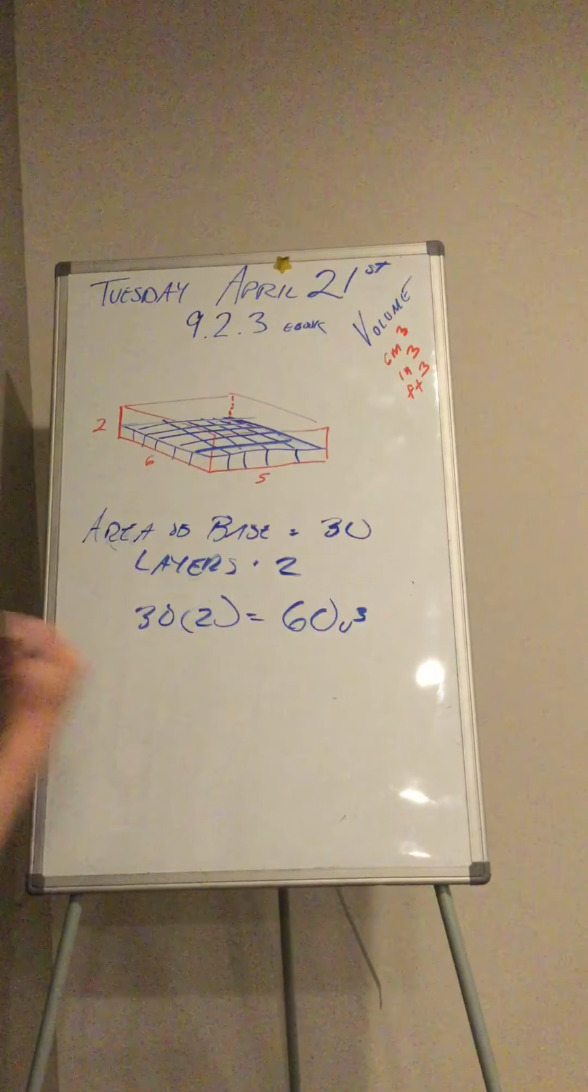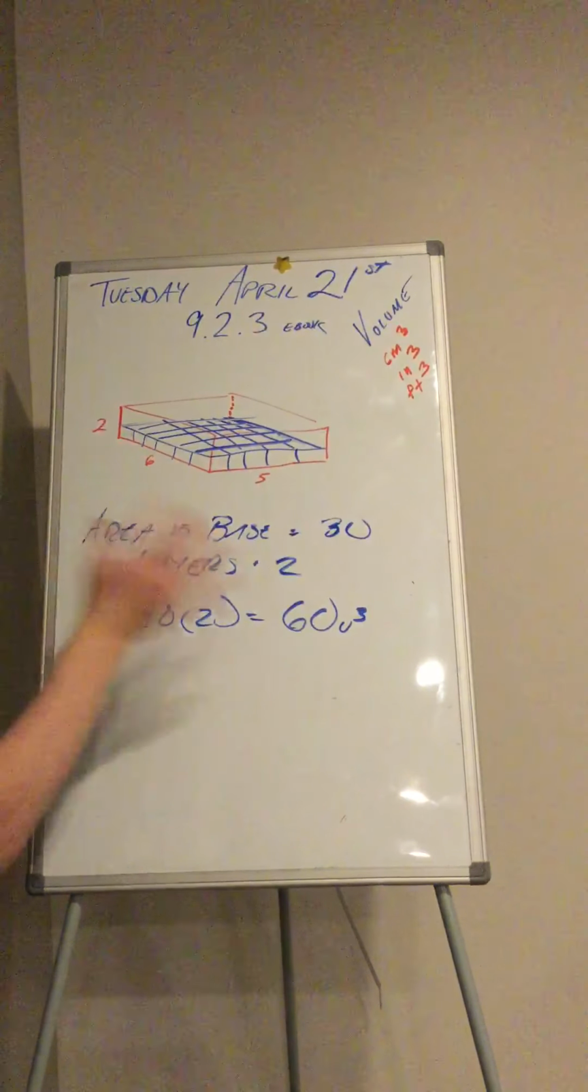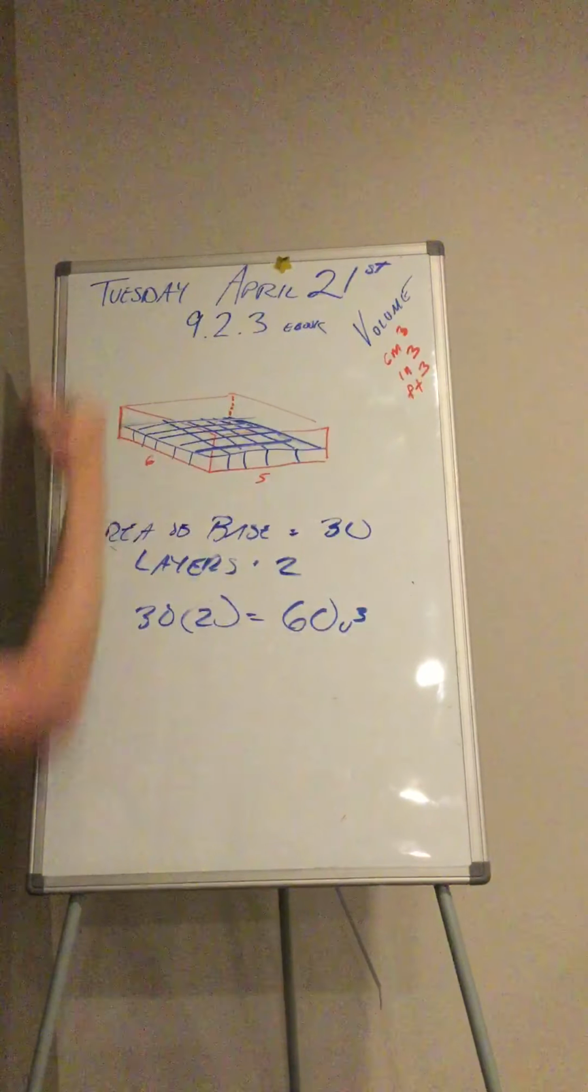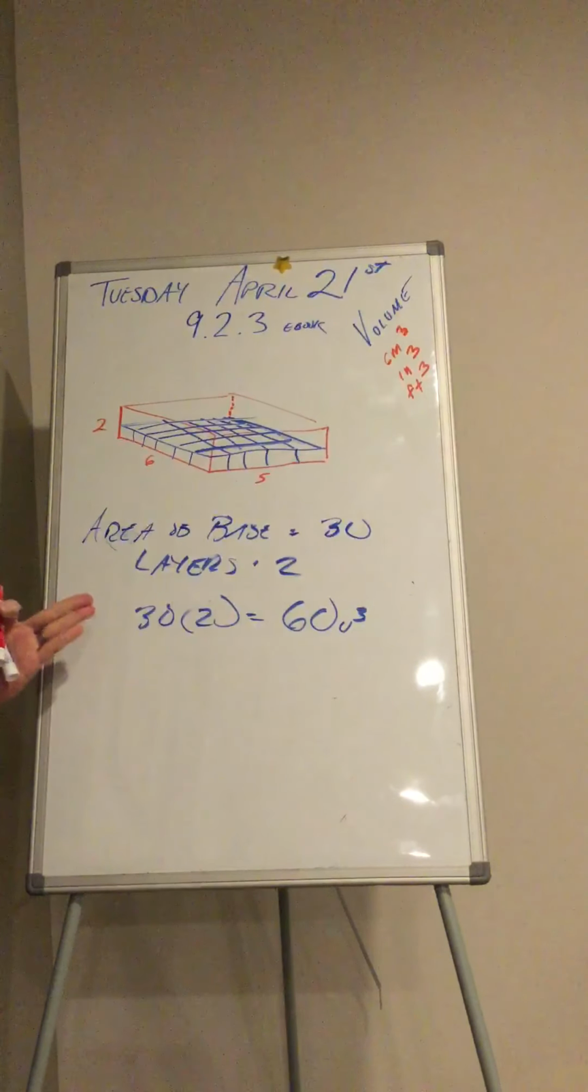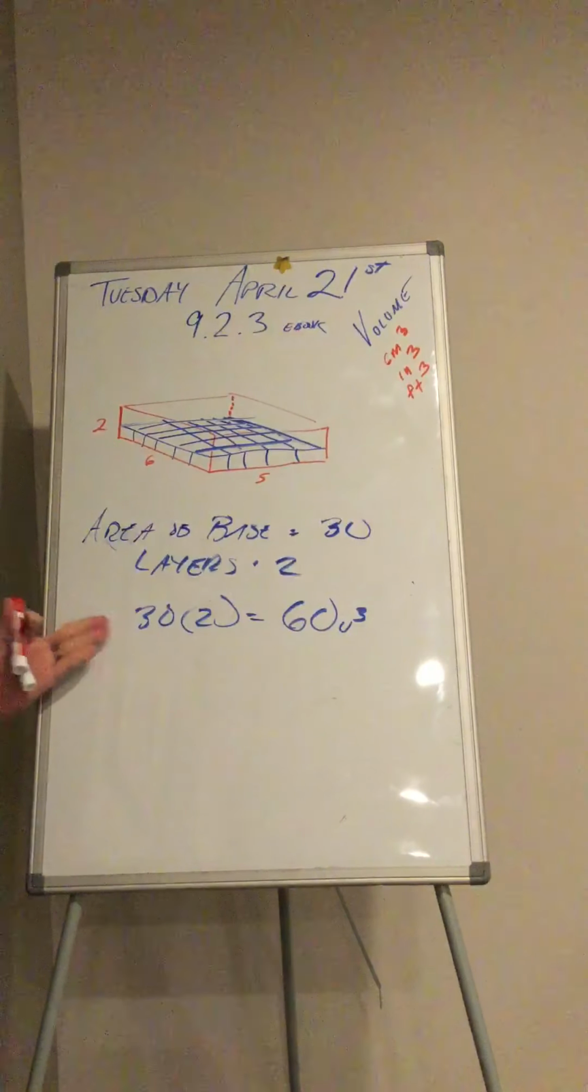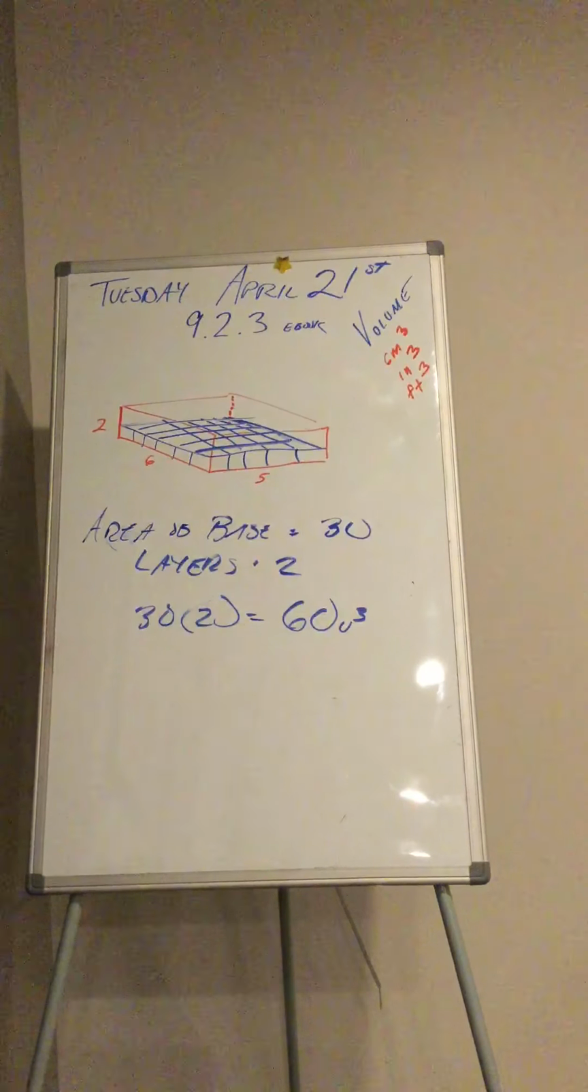Okay, so this would be 60 unit cubes because our area of our base is 30, identical layers 2, so it's the exact same prism, just drawn differently with the same dimensions, and you still get an answer of 60 unit cubes. That means there are 60 unit cubes of water that could fit in that object.